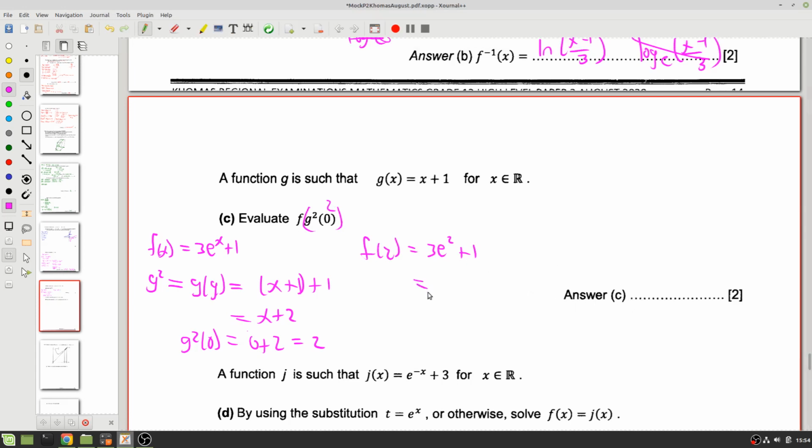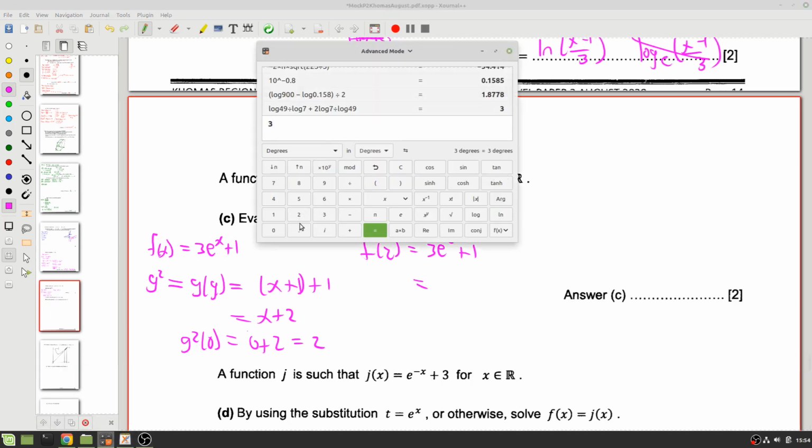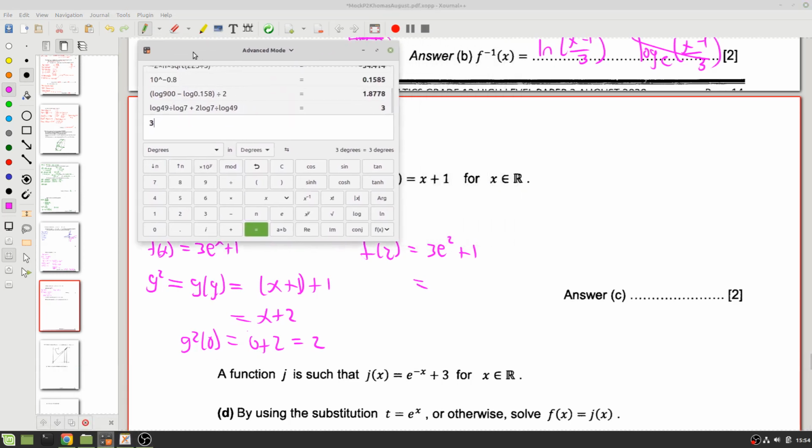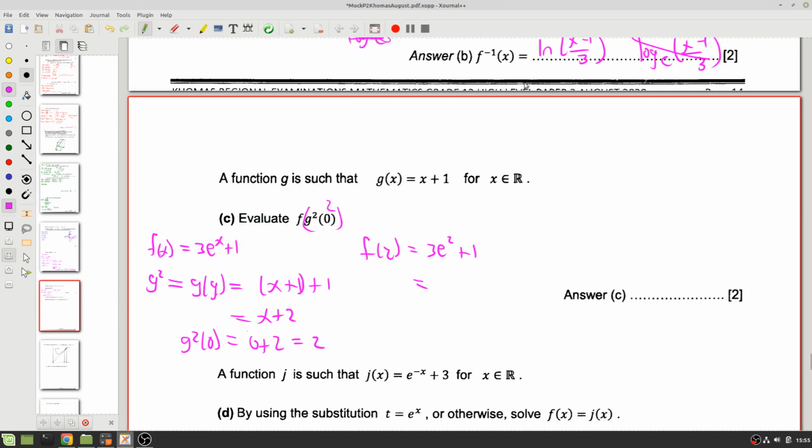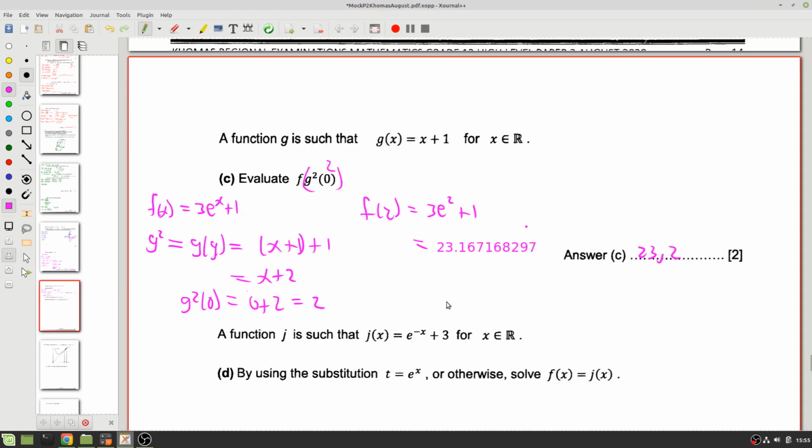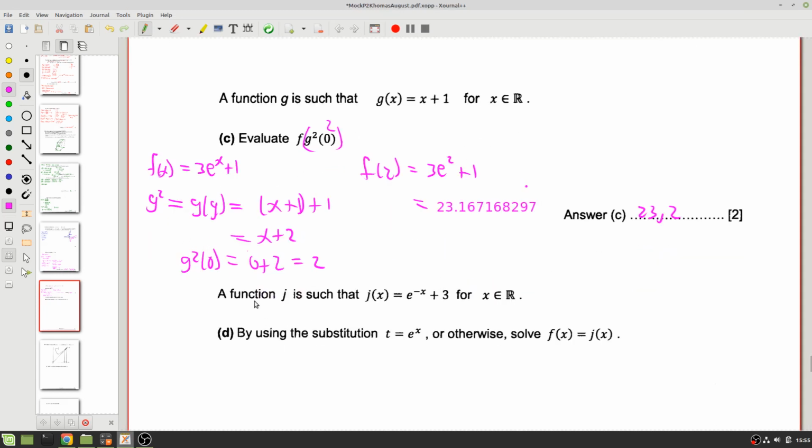And let's just work it out in decimals just for the sake of doing that and practicing some rounding off. So we'd have 3e to the power 2, so 3e squared plus 1. 23 point, let's copy this whole thing, copy and paste, and let's round that off to 3 significant figures, so that'll be 23.2, rounded off to 3 significant figures. Good. Now we've got a function j.